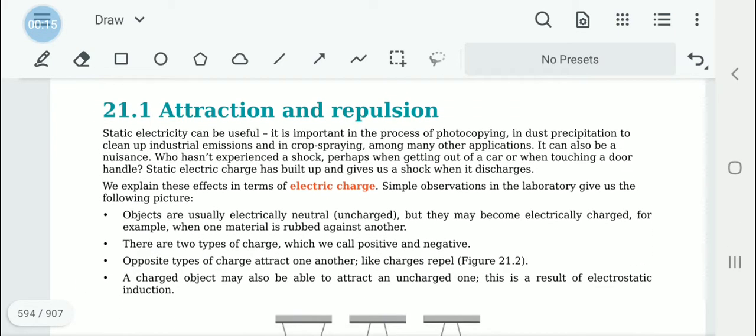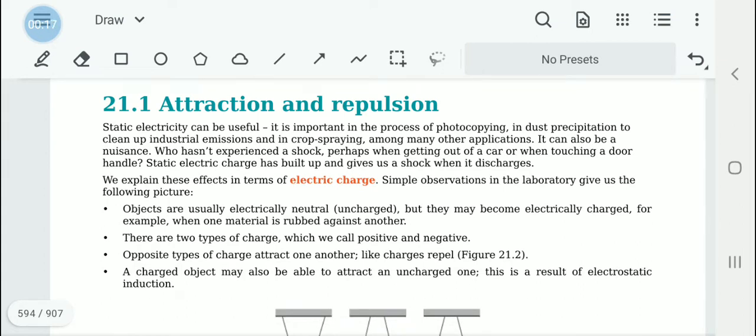Electric charge results in the following phenomena. Number one, it produces an attraction or repulsion depending on the type of charge.